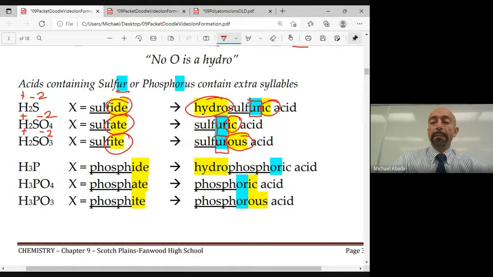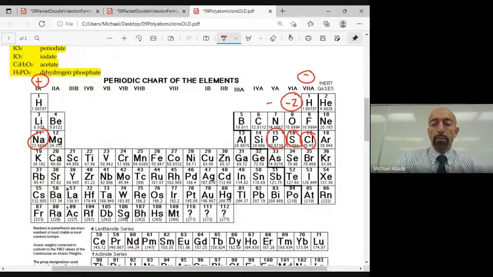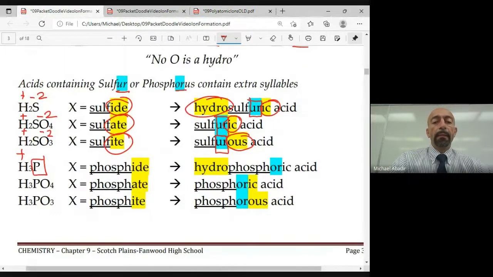All right, and the same exact thing is going to happen with all the acids with phosphorus. Phosphorus has an extra OR syllable in the acid. So this P is going to need 3 H's because phosphorus is a charge of -3. So you're going to need 3 H pluses to go with that. And that's going to be phosphide. Again, ide goes to hydro and ic, but it's not just hydrophosphic, it's hydrophosphoric acid.